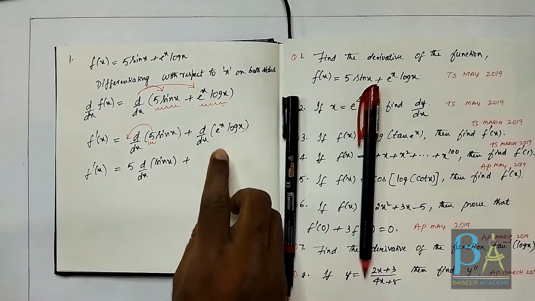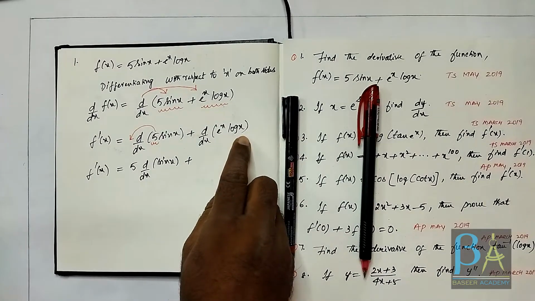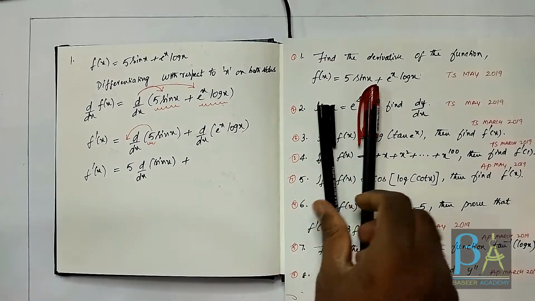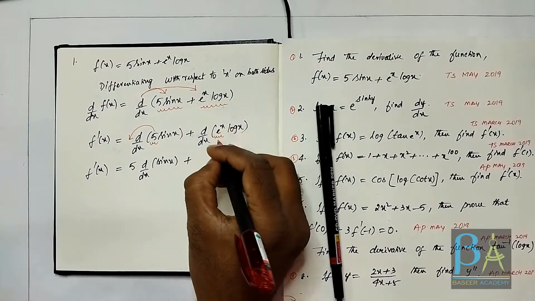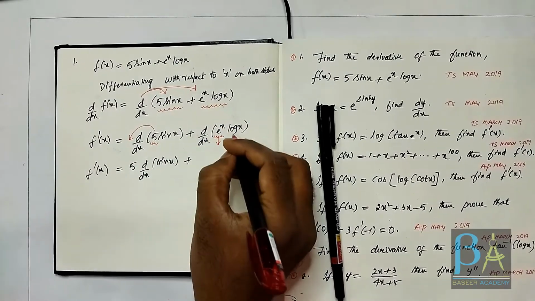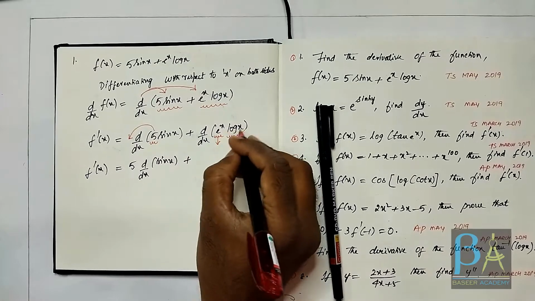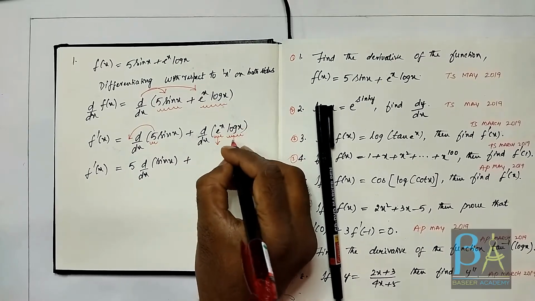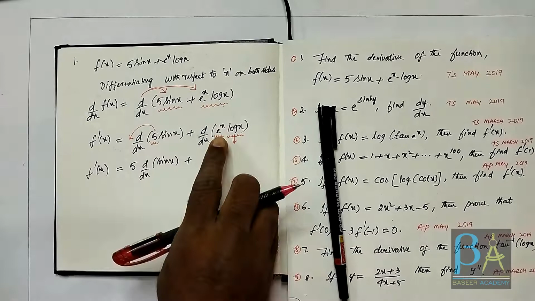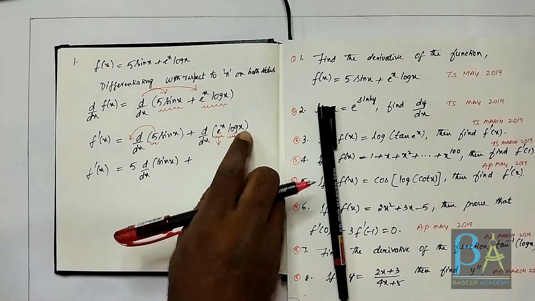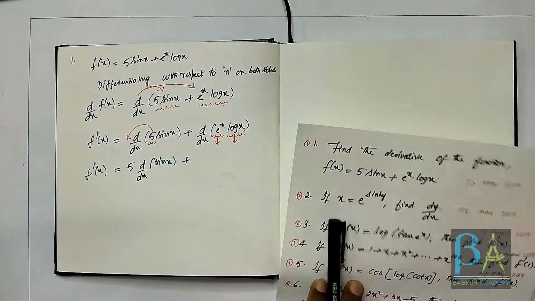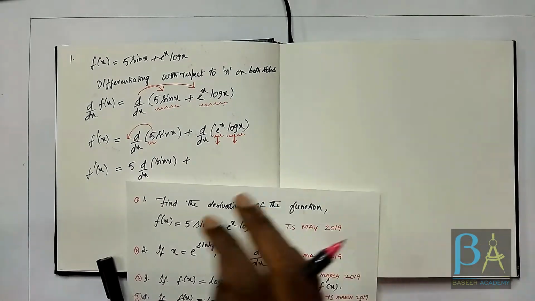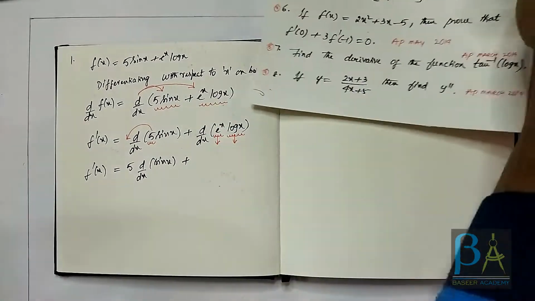How am I going to differentiate e power x log x? Now you have to understand here, e power x is an exponential function in x, and then log x is a logarithmic function in x. So I have 2 functions here. Since I have 2 functions in x, I'm going to use the product rule, and I suppose I already talked about the product rule, so I'm going to do it directly here.